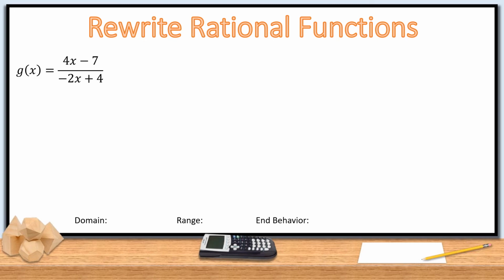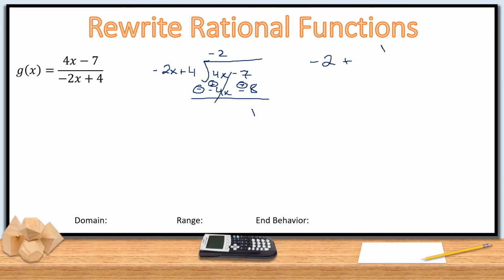All right, let's try another one. So our long division, -2x plus 4, going into 4x minus 7. So -2 goes into 4 minus 2 times. So we get -4x minus 8. Change the signs. -7 plus 8 is 1. So we get a quotient of -2 plus 1 over -2x plus 4.